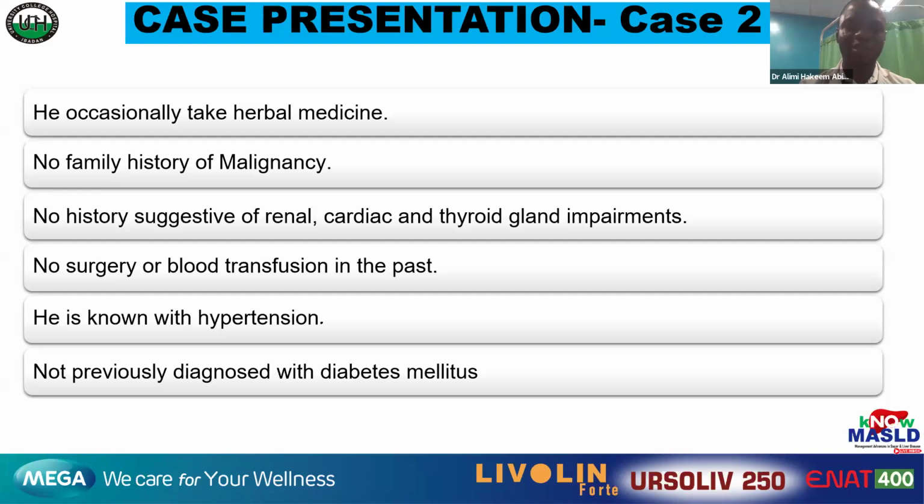So he also occasionally takes herbal medicine. You can see that it's almost a recurring theme in most of the patients that we get to see. One way or the other, they are taking herbal preparations, whether alcohol based or water based. He had no history of malignancy, no family history of malignancy, no issue to suggest cardiac, hepatic, or thyroid gland impairment. He's known with hypertension, but not previously diagnosed with diabetes mellitus. Next slide, please.